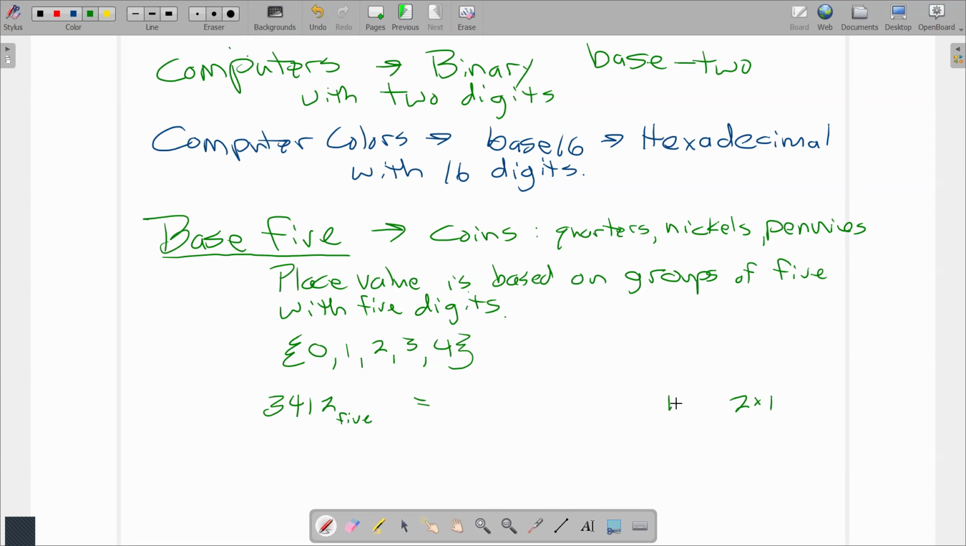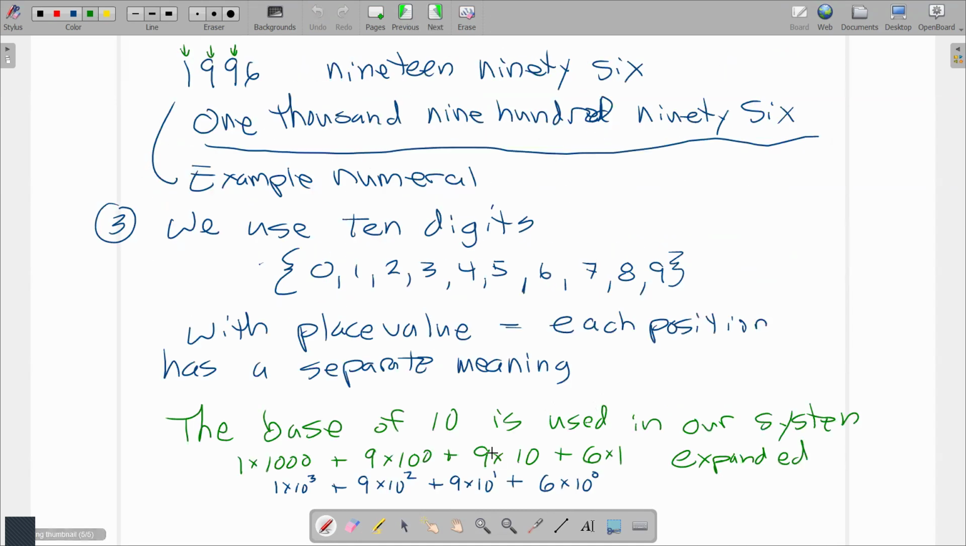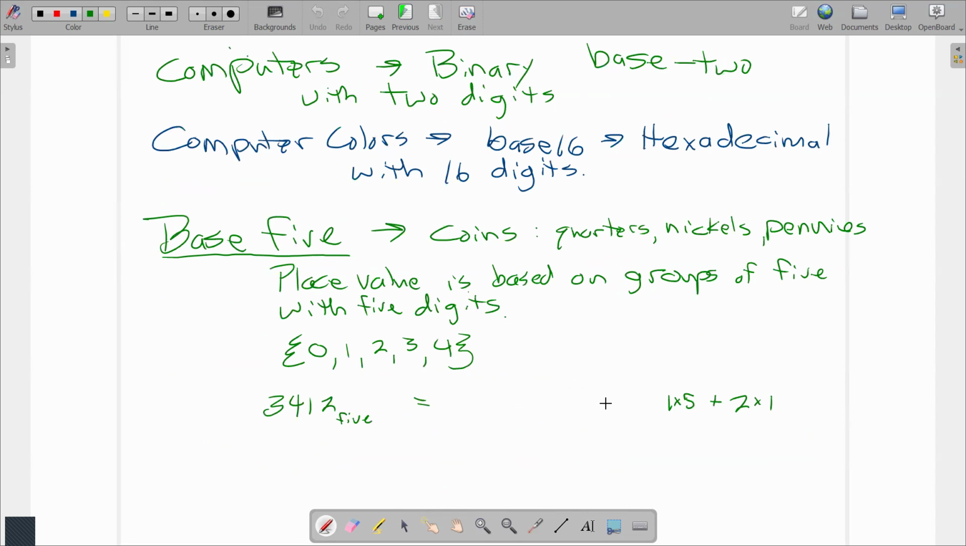So that would mean I have 1 group of 5. Wouldn't that change the number though? You'll see. And then the 4, what place would that be in? Well, if we look at our number system, it would be the 5 squared place instead of 10 squared, because we're groups of 5, right? So I would have 5 groups of 5, which would be 25. That'd be the 25's place. So I would have 4 groups of 25.